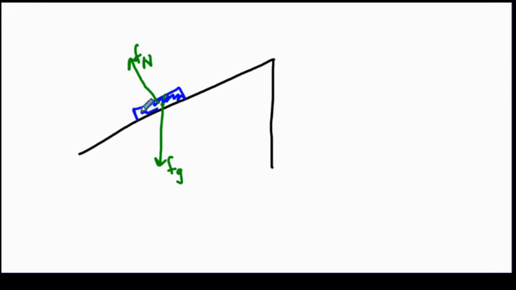Then we have something pulling it down here, whether it's me or maybe it's gravity moving it down. This is the applied force, and the friction opposes the direction that the book wants to move. This is the force of friction.